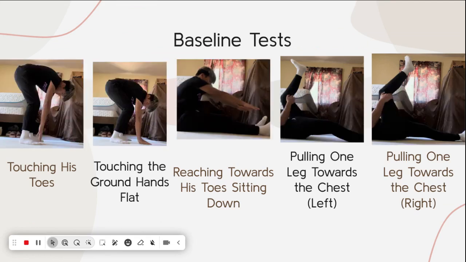So some baseline tests that I had him do were touching his toes, touching the ground with his hands flat, trying to keep his knees as straight as possible, reaching towards his toes while he was sitting down, and then pulling one leg towards his chest, trying to keep his leg straight on the left and right side.